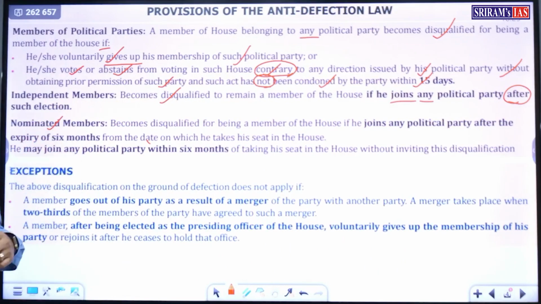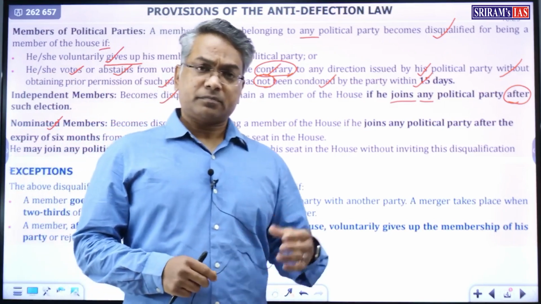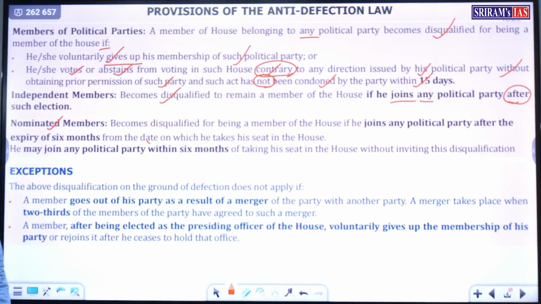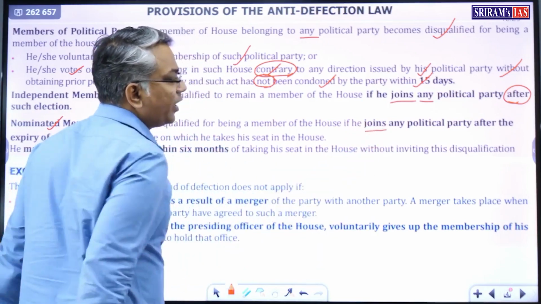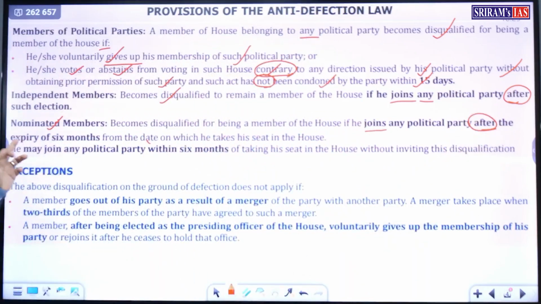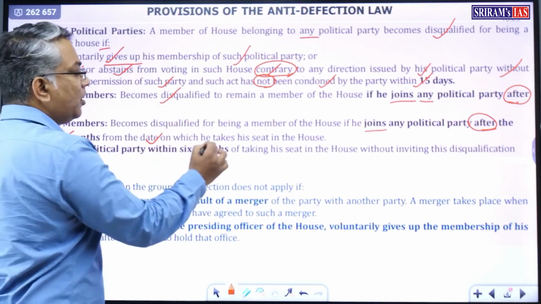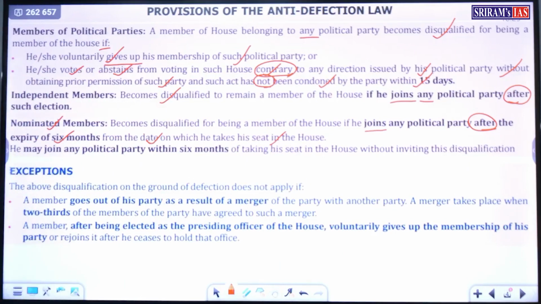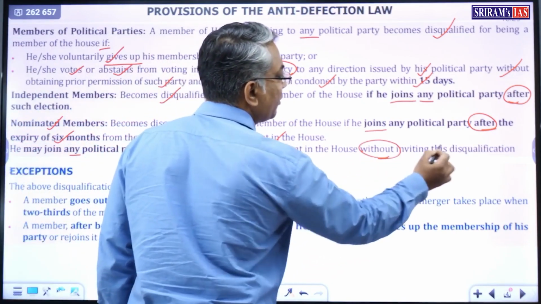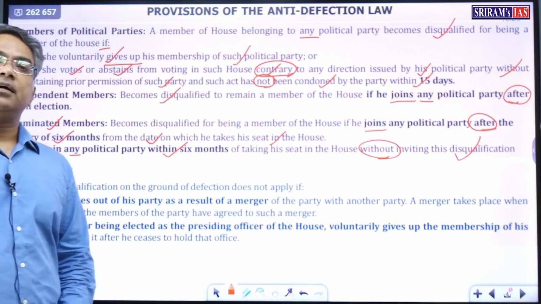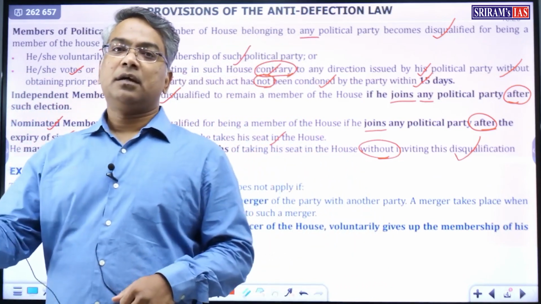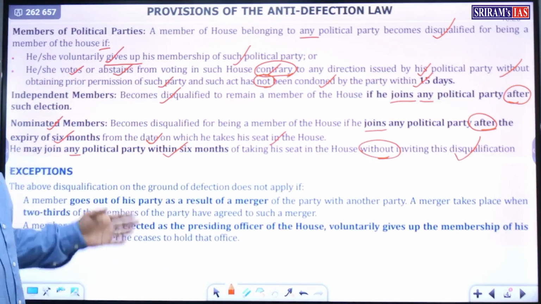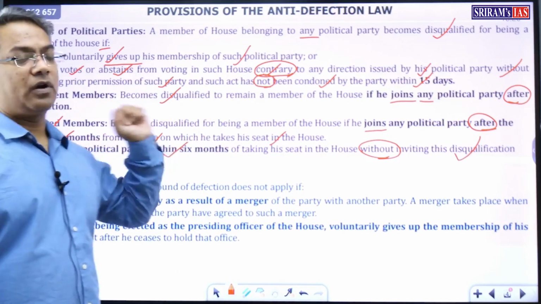What about nominated members? Can they join any political party? Or if they join, are they disqualified on the grounds of defection? Let's find out. Nominated members become disqualified from being members of the house if they join any political party after expiry of 6 months from the date on which he takes his seat in the house. That is, he may join any political party within 6 months of taking his seat in the house without inviting disqualification. So a nominated member, after getting nominated, can join any political party within 6 months, and is not disqualified on the grounds of defection. After 6 months, if he joins any political party, he is disqualified on the grounds of defection.